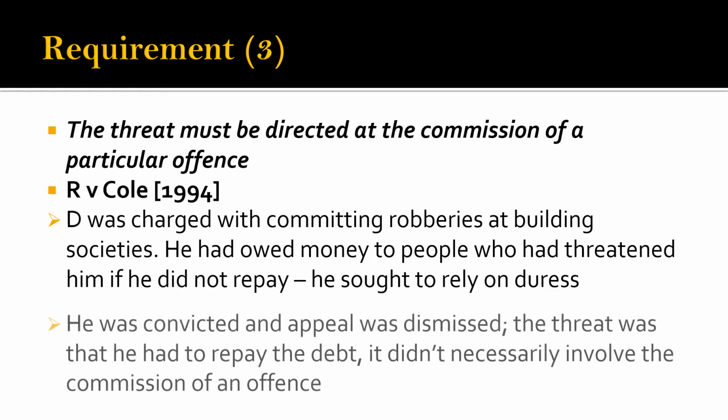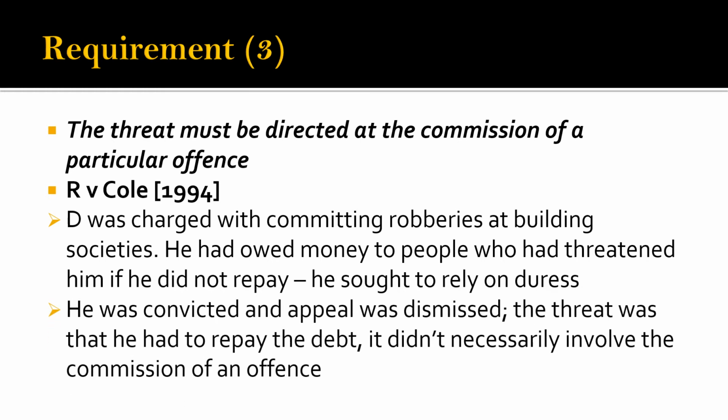Now, he was convicted and appealed, and his appeal was dismissed because the threat was that he had to repay the debt. The threat was not to commit a crime. So if you think about it, he could have potentially taken out a loan, borrowed money. You have to have been forced to commit a crime.